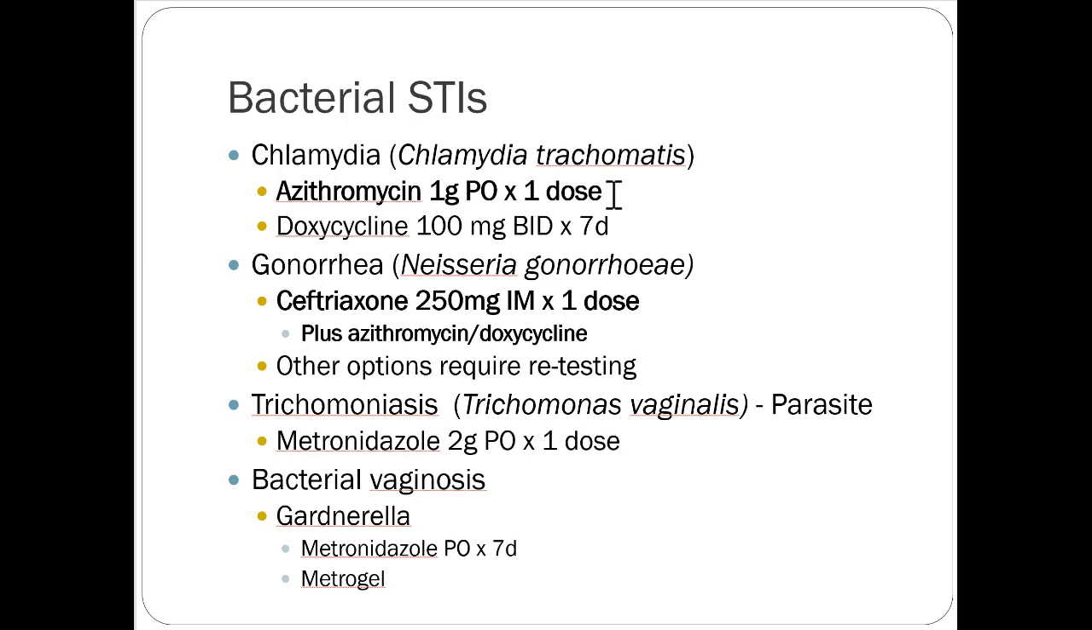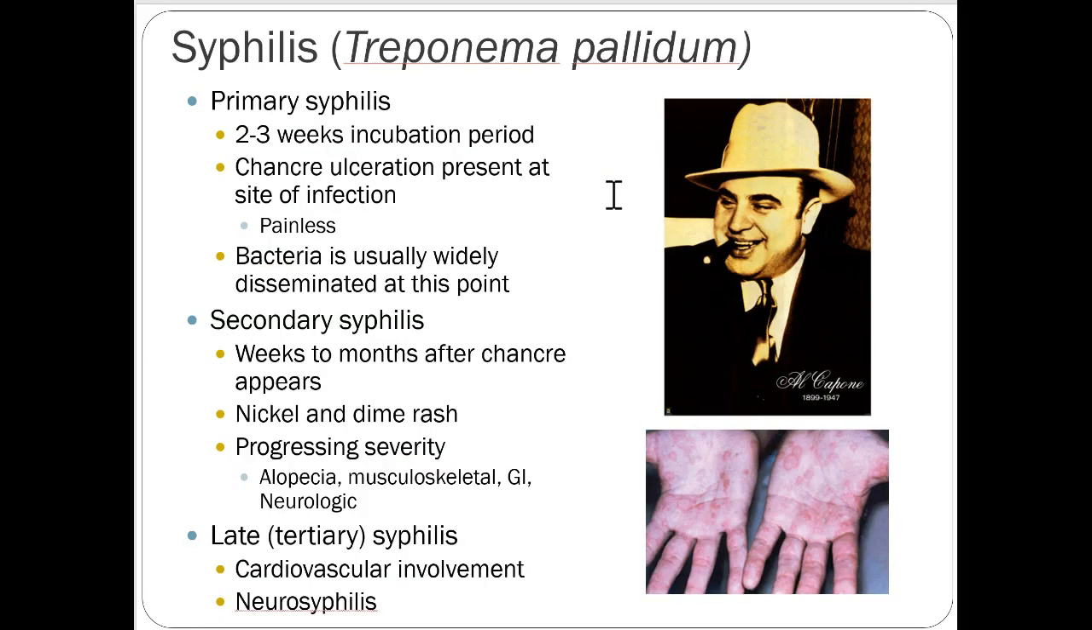Bacterial vaginosis isn't really an STI. It could be, but you can treat that with metronidazole. Usually that's a 7-day course. You can also treat it topically with metronidazole gel. It's a product called Metrogel. Syphilis is a different story.